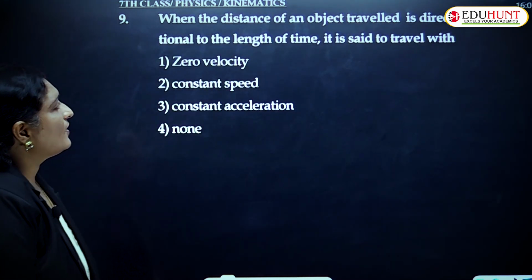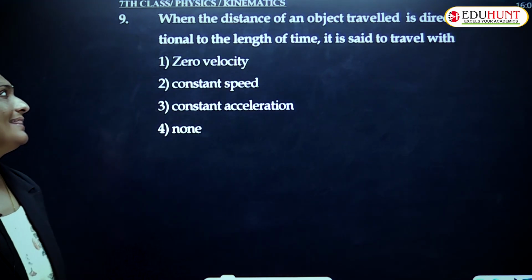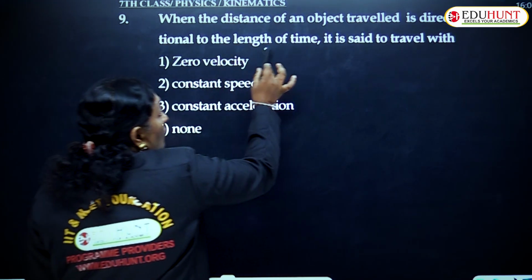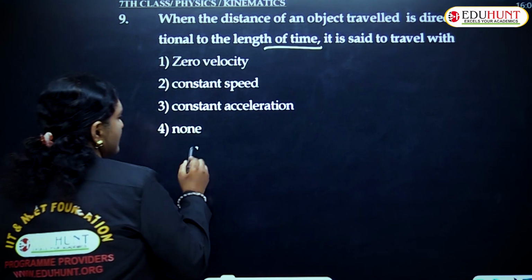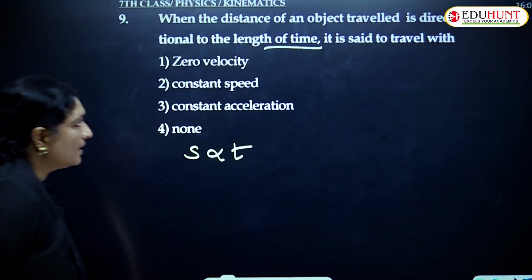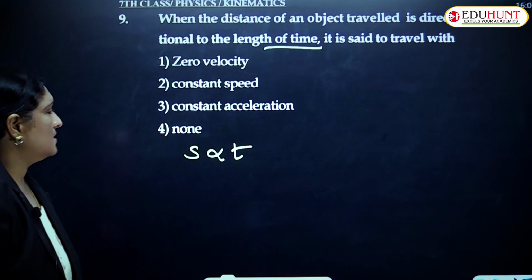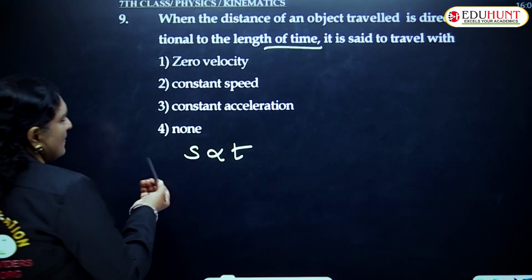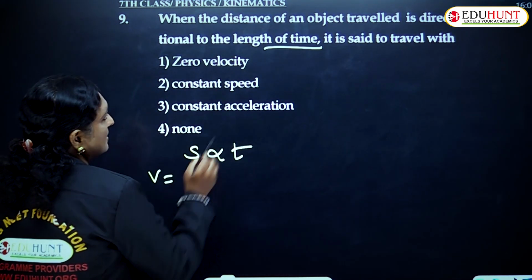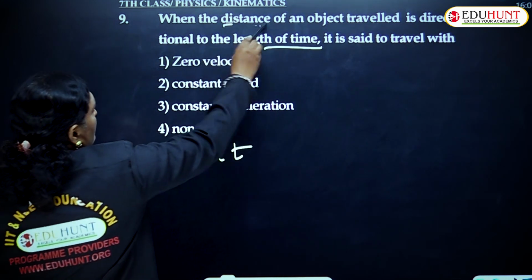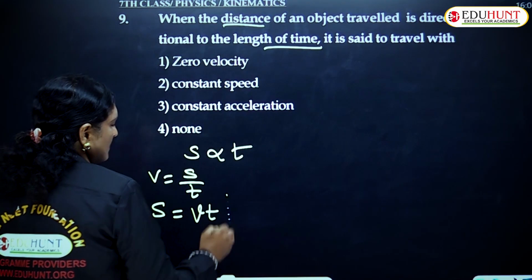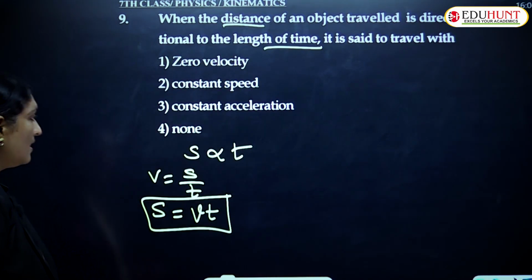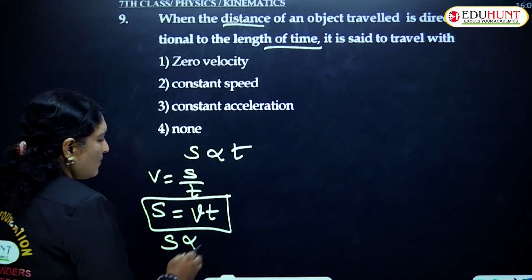Next, when the distance traveled by an object is directly proportional to the length of time, it is said to travel with zero velocity, constant speed, constant acceleration, or none? Children, we know that speed is equal to distance by time, or distance is equal to speed into time. But what they said was distance is proportional to time.